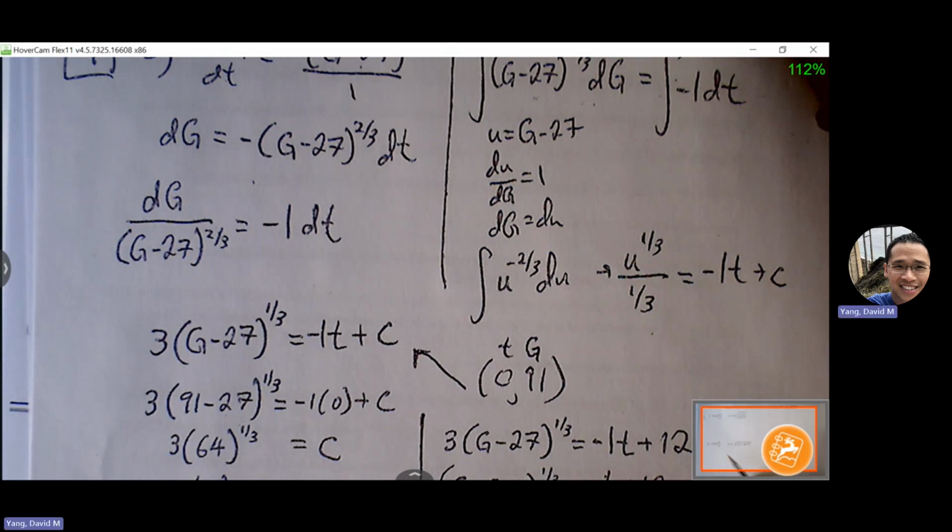Get to my C value. Once I get to my C value, then I can replace the C with whatever number I find, and then do whatever algebra I can to solve for G. So I've got to divide by 3, I've got to cube both sides, I've got to add 27. And then once we get to our equation, then it's asking us, based on this model, what is the internal temperature?